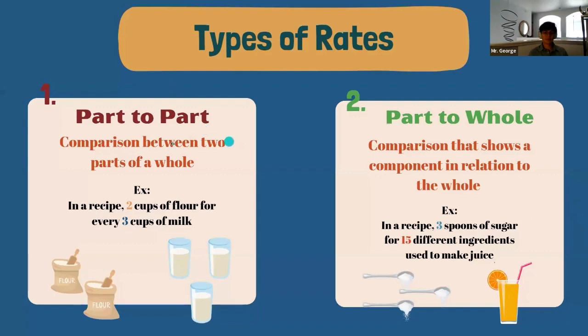All right, so there are different types of rates. For example, there are part to part. So this is a comparison between 2 parts of a whole, right?